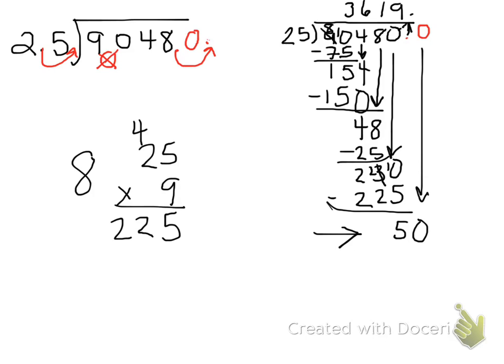How many times does 25 go into 50? 25 goes into 50 twice, and 2 times 25 is 50. 50 minus 50 gives me a 0. So that means that I'm done. So the answer to this question is 3,619 and 2 tenths.